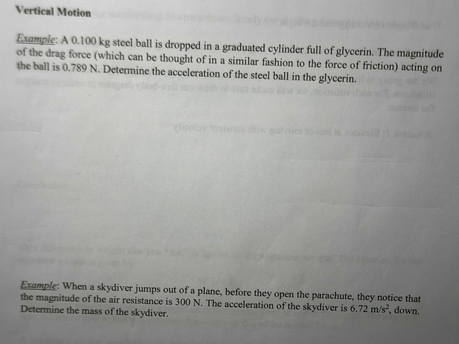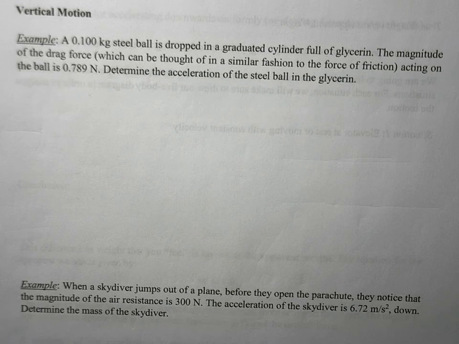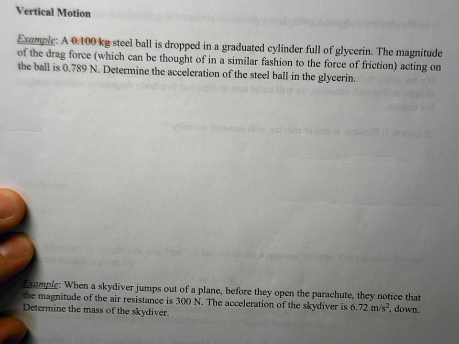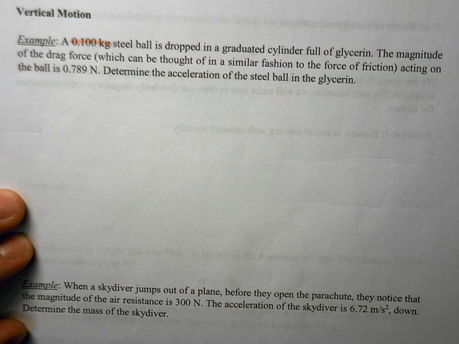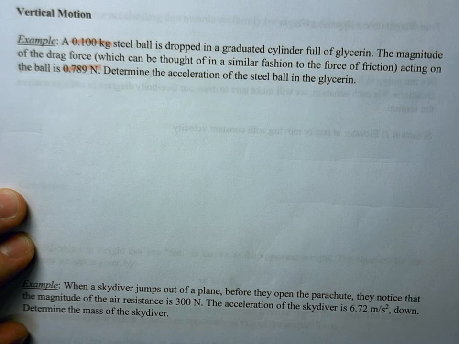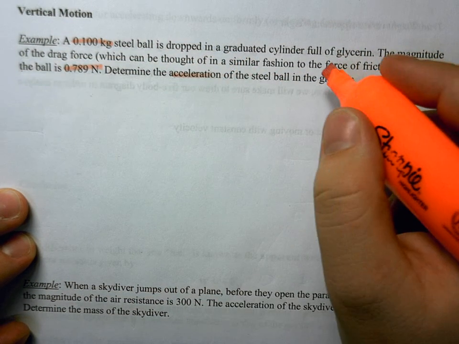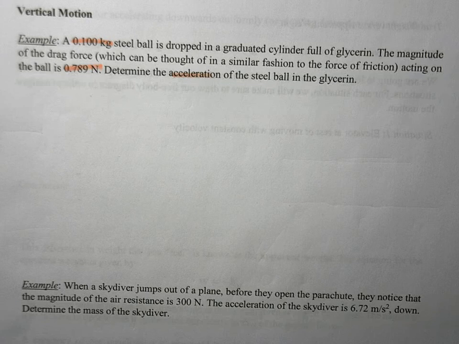We're just going to look at a couple of examples for vertical motion, and then a little bit later we're going to start to talk about weight versus apparent weight, but that will be saved for a separate video because that topic's a little bit more challenging. So let's see what we got in this first example. We got a 0.100 kilogram steel ball. It's dropped in a graduated cylinder full of glycerin. The magnitude of the drag force, which can be thought of like a force of friction acting on the ball, is 0.789 newtons. We want to determine the acceleration of the steel ball in the glycerin.